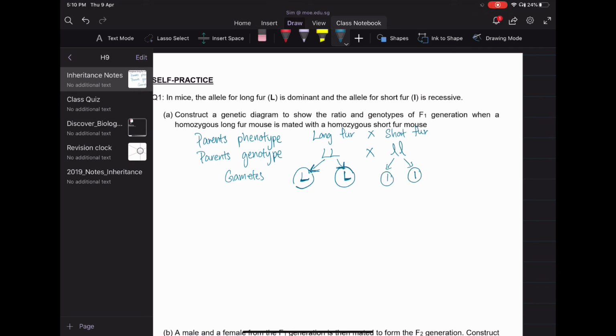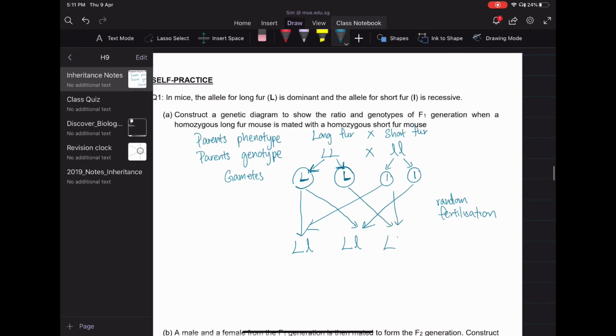Now for the offspring to be formed, there must be some fertilization, and this is what I call random fertilization. In random fertilization, what we mean is that the gametes are going to combine, but we are not too sure how they will behave. So gamete 1 can combine with gamete 3 to form capital L, small letter l. There's no need to put a circle anymore because now you are showing a genotype. Gamete 1 can also combine with gamete 4 to form capital L and small letter l as a genotype. Likewise, and likewise.